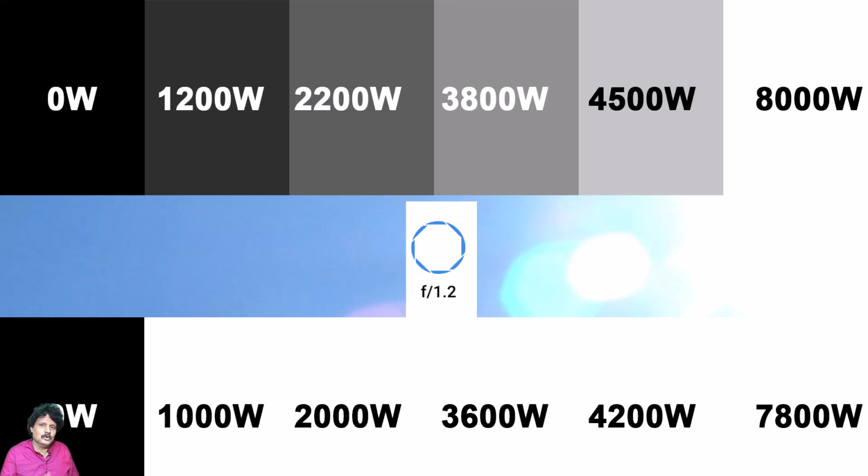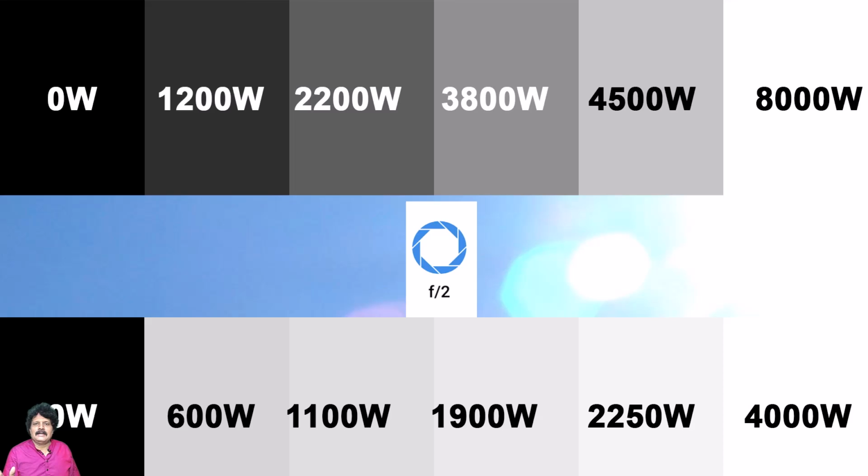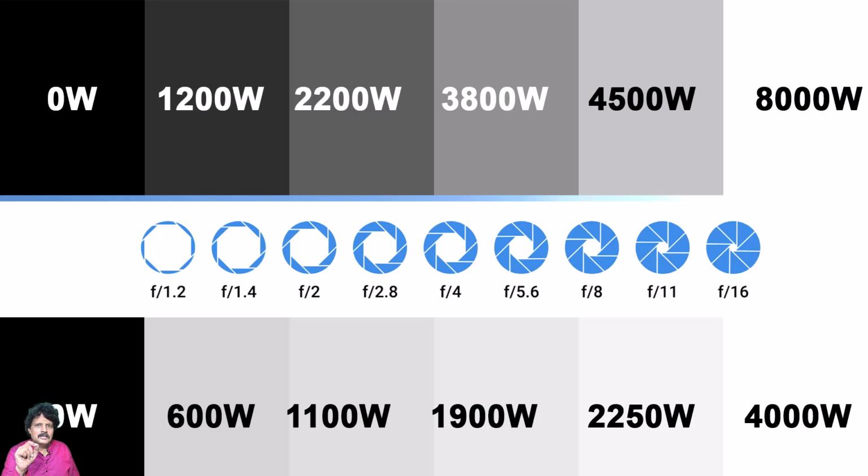Now, you have 8000 watts. If I set this aperture to number 2, 8000 watts of light will be cut down exactly half to 4000 watts. We call this f-stops. Now, in any camera, if you see this aperture number, it will be the same. Only the first number is going to change. Either it will be 1.4, 1.2 like this. The first number is determined by the lens power.